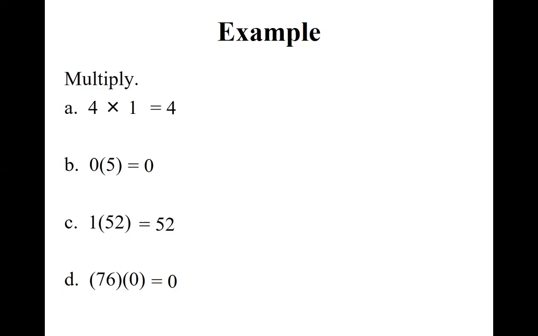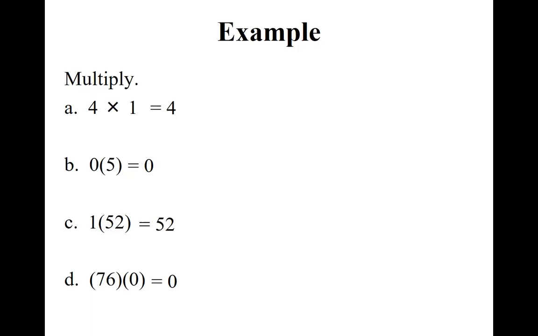And you can see it from just these examples. 4 times 1 would be the same as 1 times 4. 0 times 5 would be the same as 5 times 0. 1 times 52 would be the same as 52 times 1. And 76 times 0 would be the same as 0 times 76.